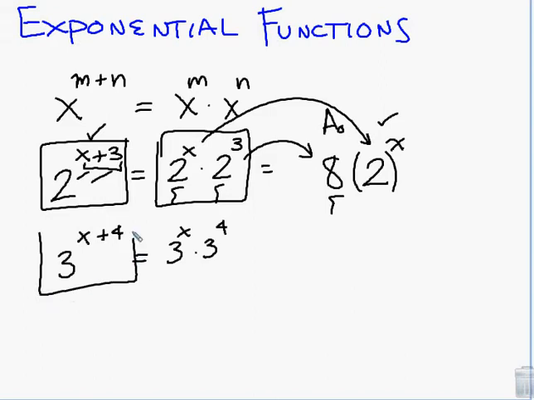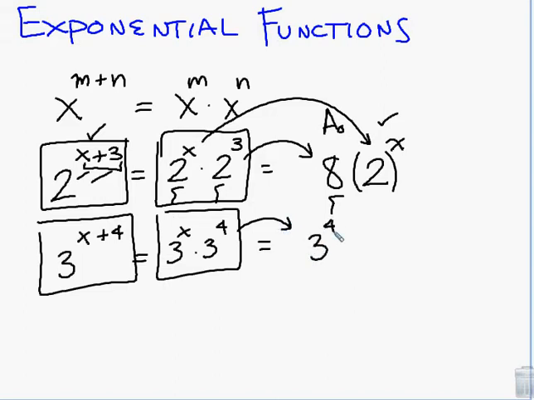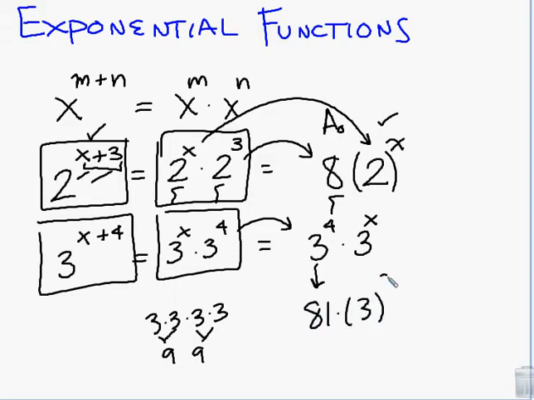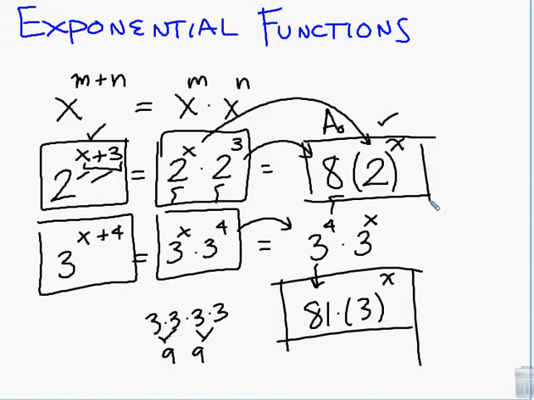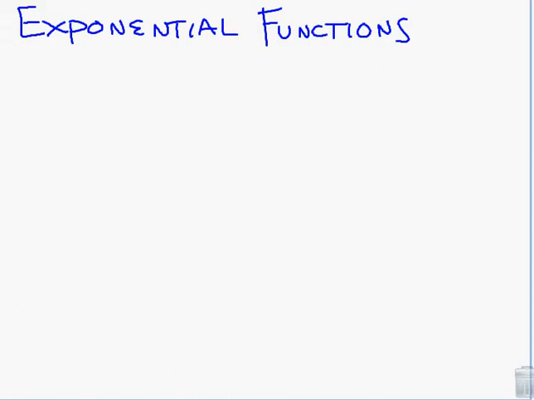We started out with 3 to the x plus 4. We moved into 3 to the x times 3 to the fourth, which then gives us 3 to the fourth times 3 to the x. 3 to the fourth is 3 times 3 times 3 times 3, which is 9 times 9. So this is 81 times 3 to the x. So there I've got 3 to the x plus 4 into standard exponential form. I've got 2 to the x plus 3 into standard exponential form. And now we're going to show you a couple other examples of these.